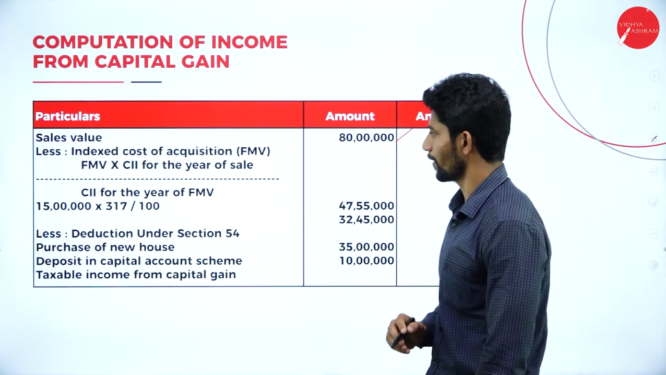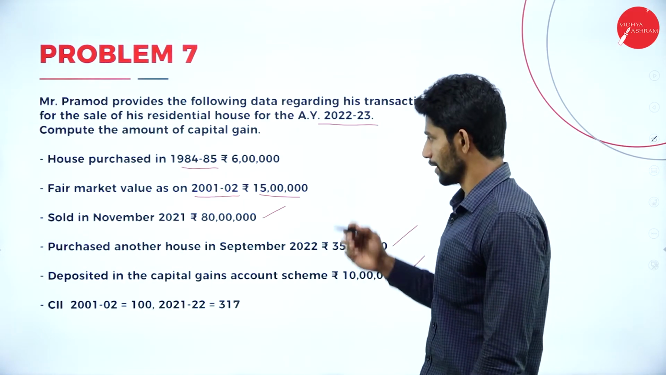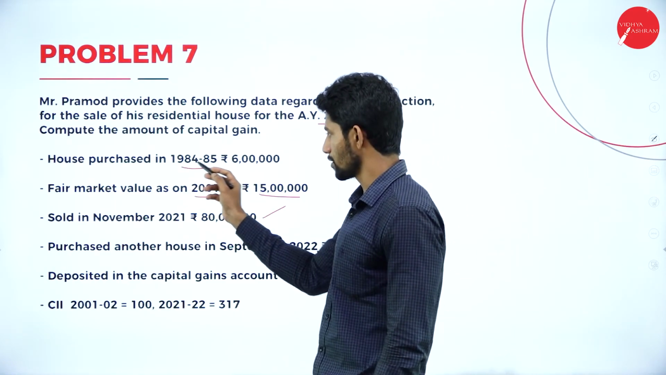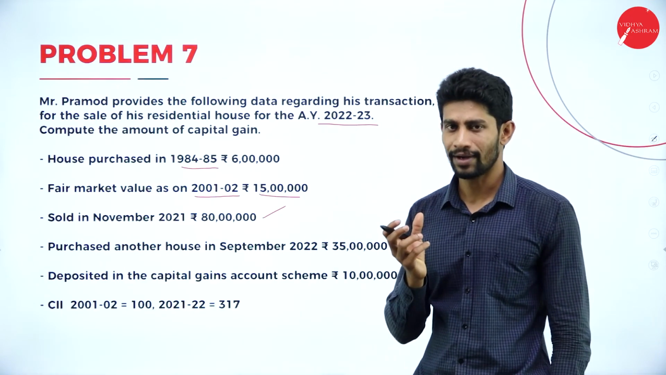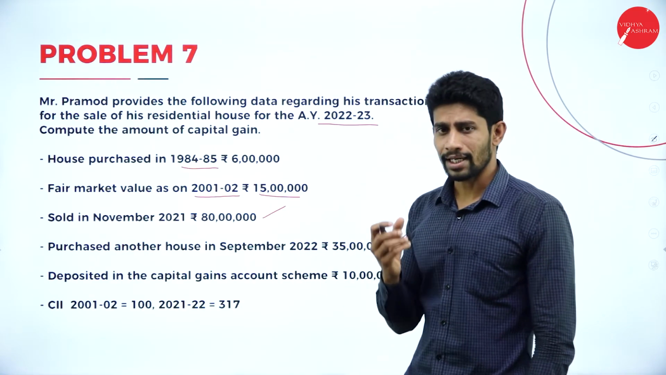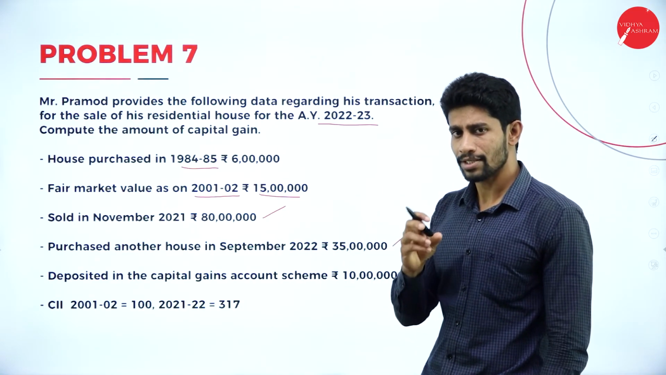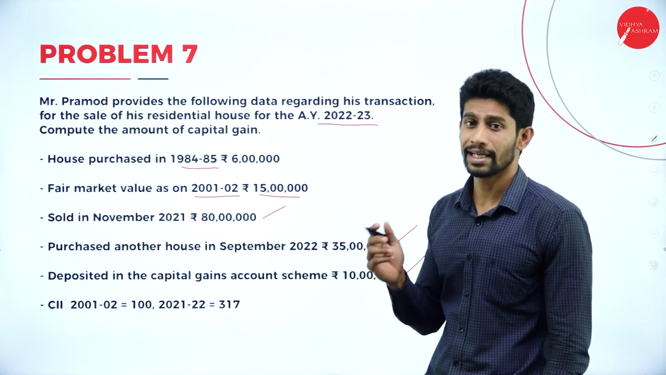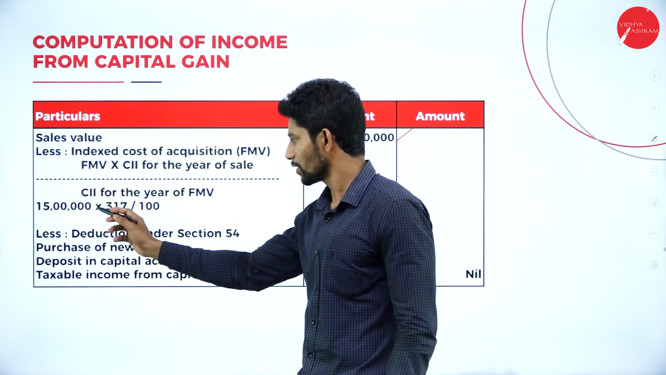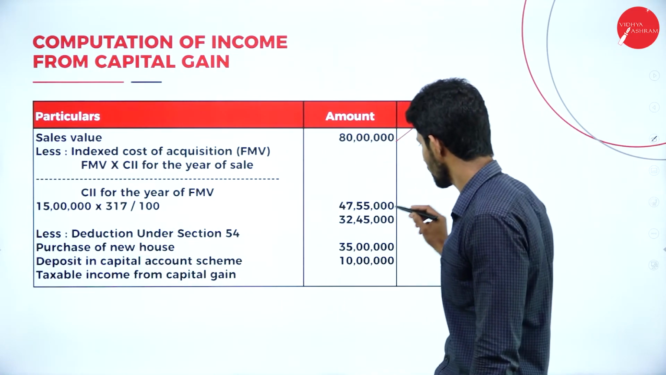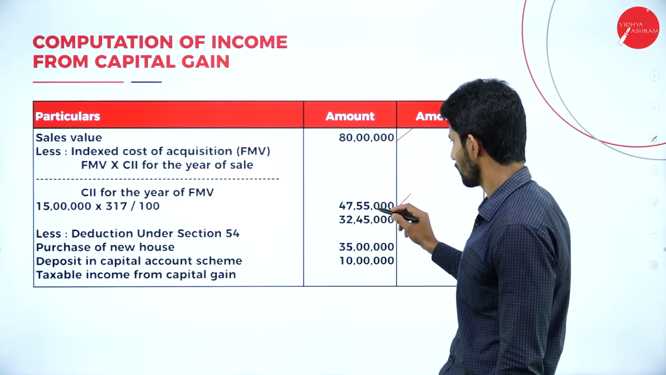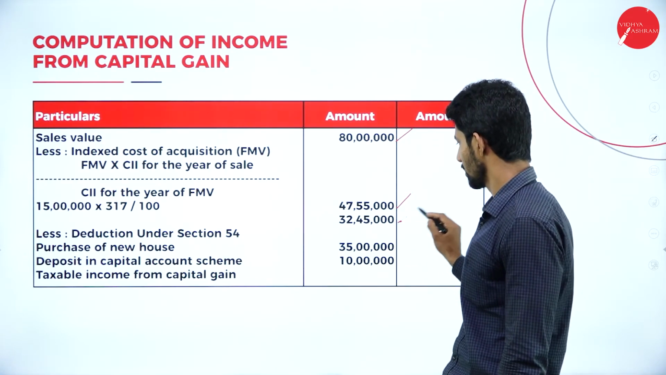Less indexed cost of acquisition. So we are calculating the indexed cost of acquisition based on fair market value, because the house was purchased in 84-85, and index value is not available. It is available from 2001-2002. So we are supposed to calculate the fair market value, and based on that, calculate the indexed cost of acquisition. So the fair market value is 15 lakh into 317 divided by 100. How much will we get? 47,55,000. So deduct this 47,55,000 from 80 lakhs, you will get 32,45,000.